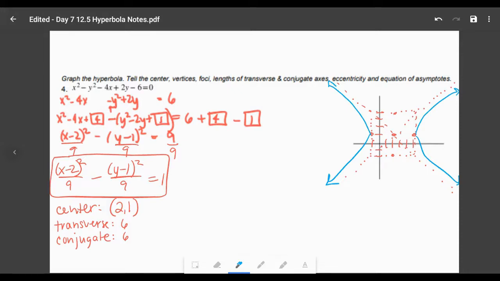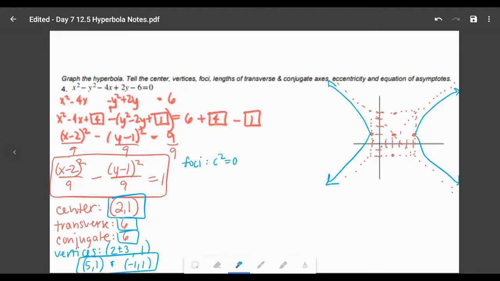So let's answer some remaining questions. We have the center, and the transverse and the conjugate axes lengths. We can find the vertices, which we know need to go from (2, 1), but plus or minus 3, which is our a value. So that would give me (5, 1) and also (negative 1, 1). And we can verify that from our graph.